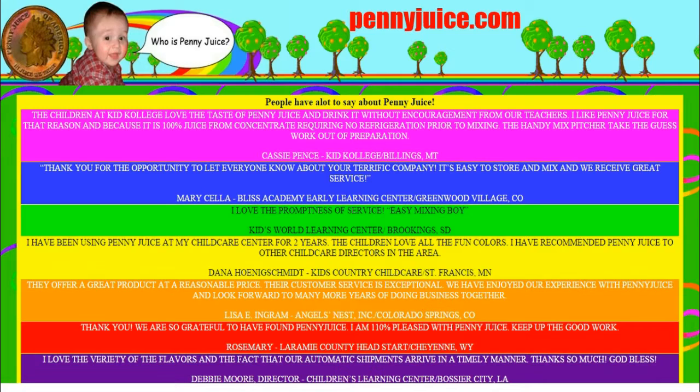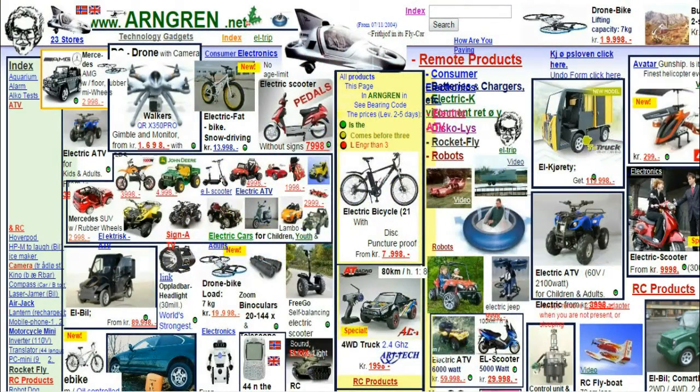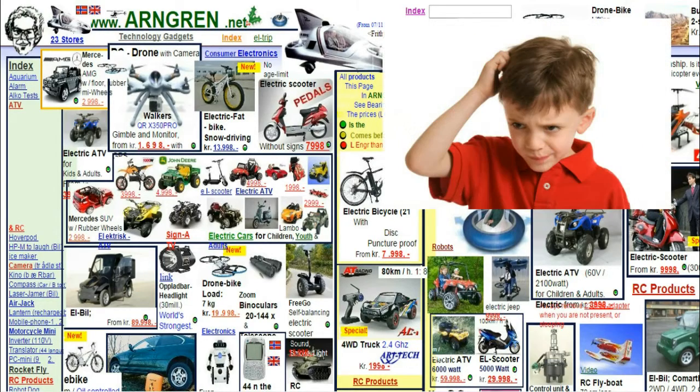There is another website called argren.net in which some toys and vehicles are sold. If you see here, there is a lot of confusion in the user interface. So the customer will get totally confused and he will not know what he wants to do because of that confusing interface.